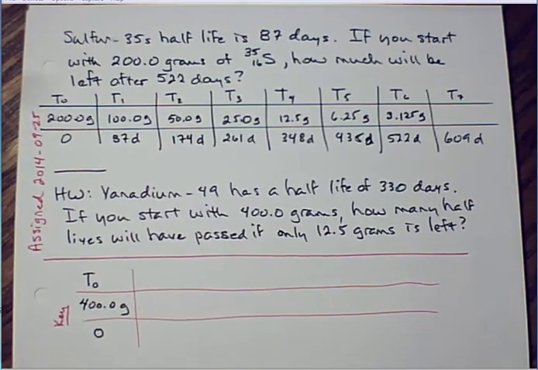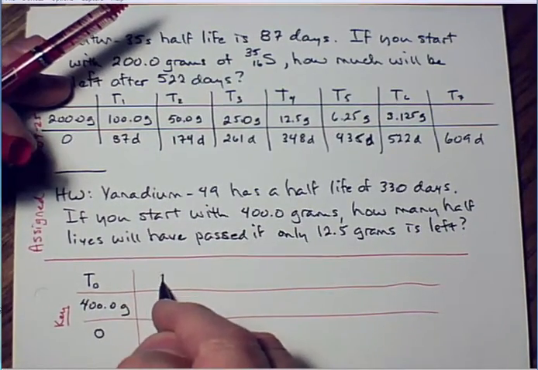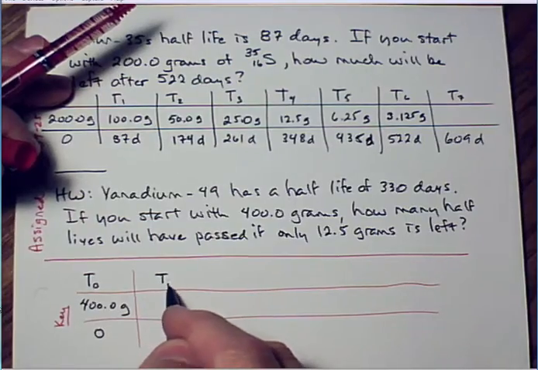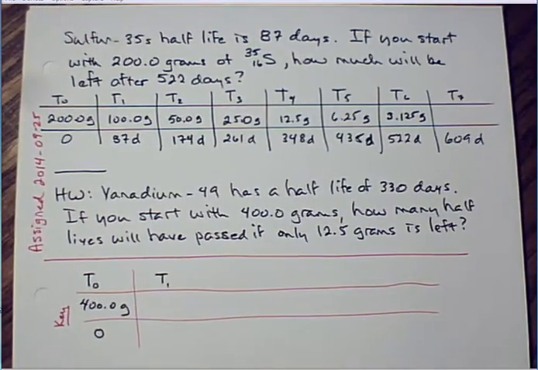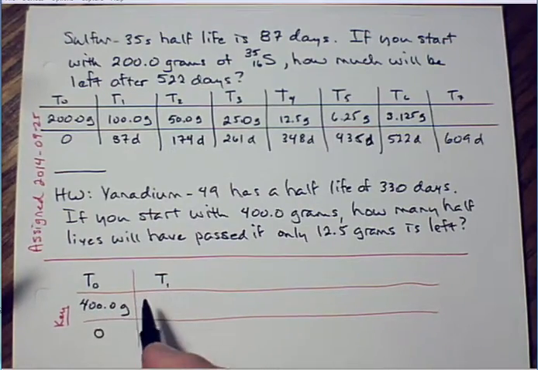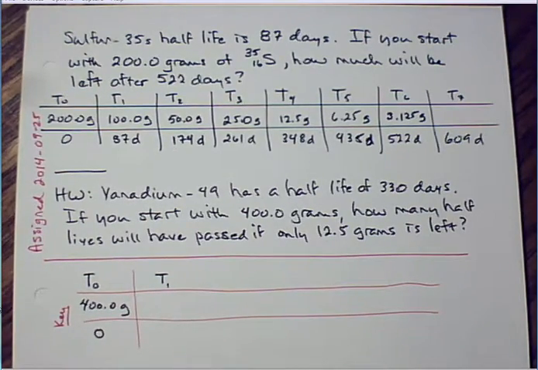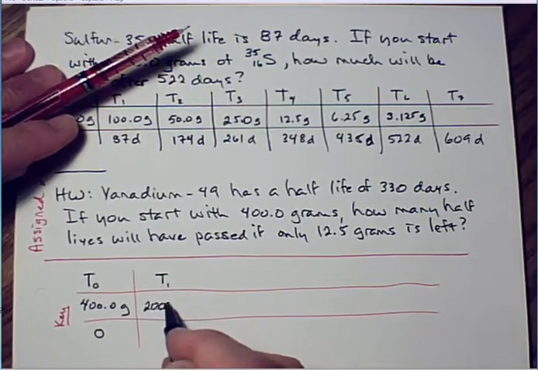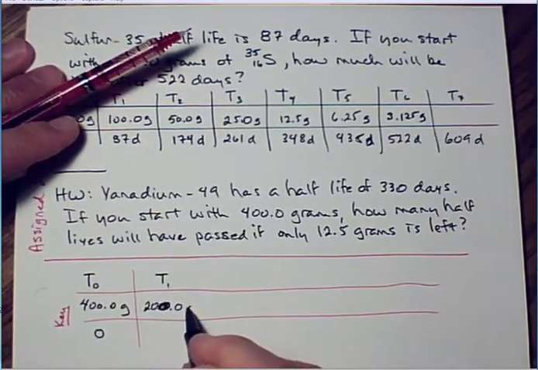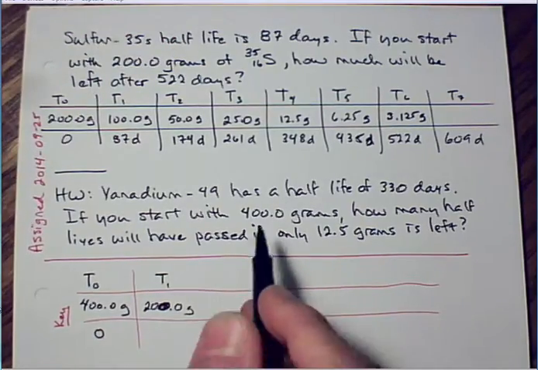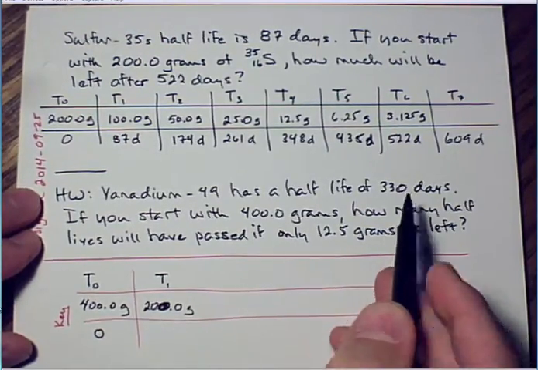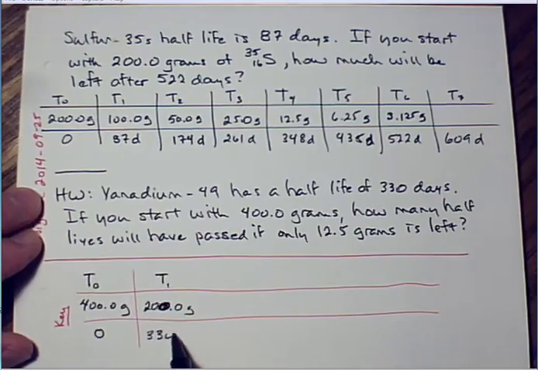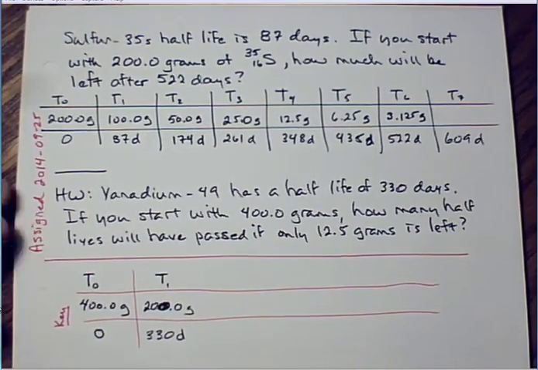And so at the first half-life, which we symbolize as T sub 1, half of this material will have gone. That's what half-life is. Half of it will decay. So we'll have 200.0 grams. And that's our first half-life, which is 330 days. I'm going to use D for days here.